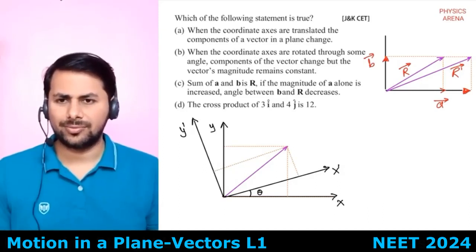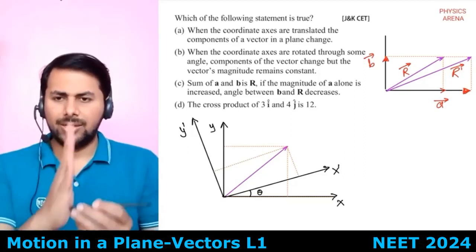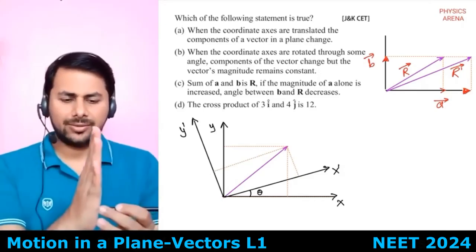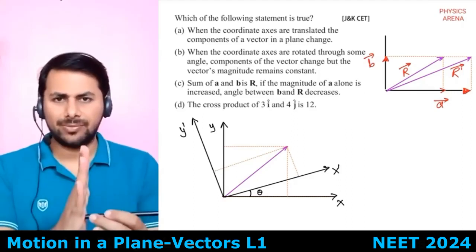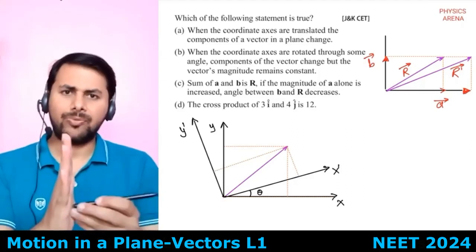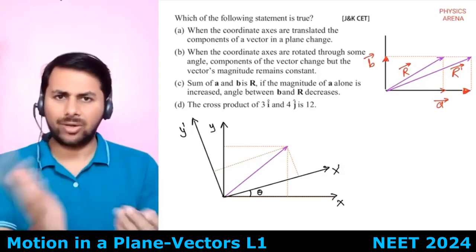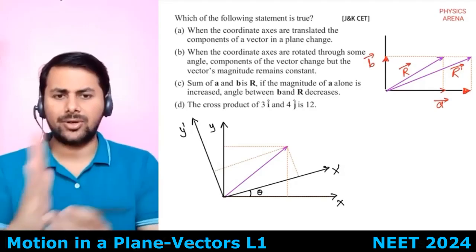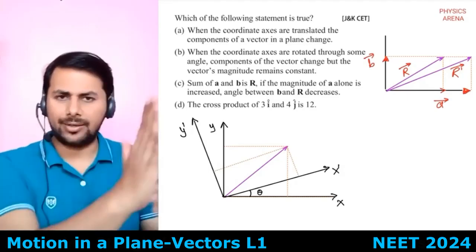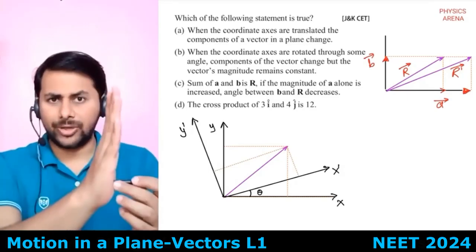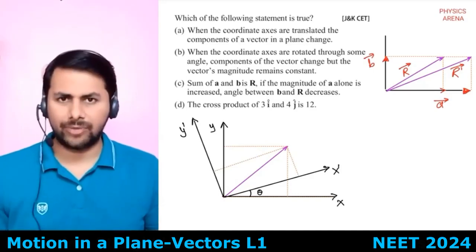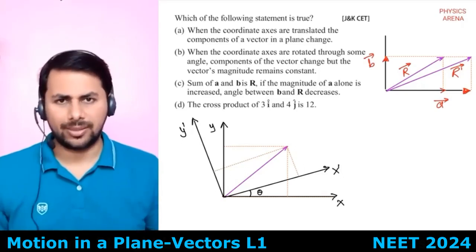Yes or no? No, sir. Components will not change, right? Yes, sir. So even if you move them, the coordinate axis, their directions will remain same. One will point along x, the other one will point along y only. It doesn't matter whether you move the coordinate axis like this or like this. Still, one will point towards x, other will point towards y. Therefore, if you find the components of a vector along these two, they will remain same.